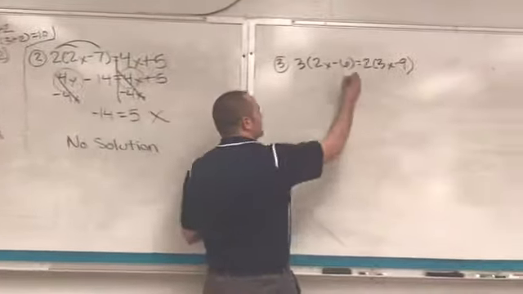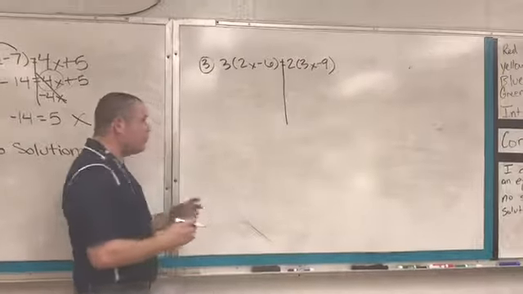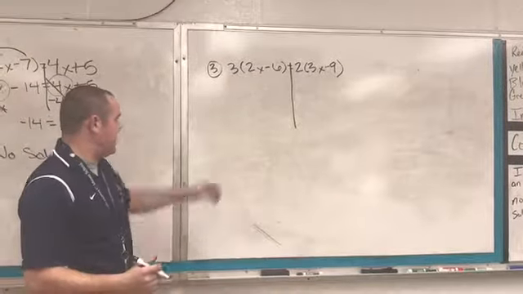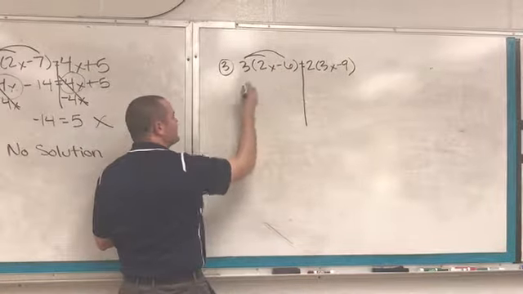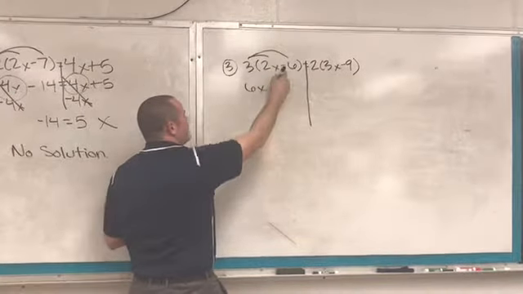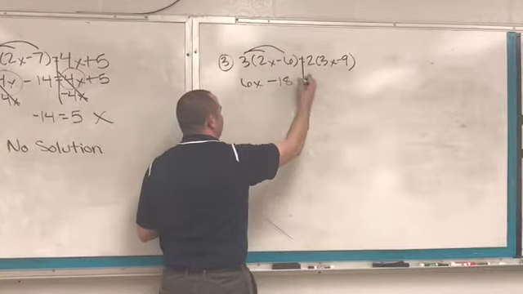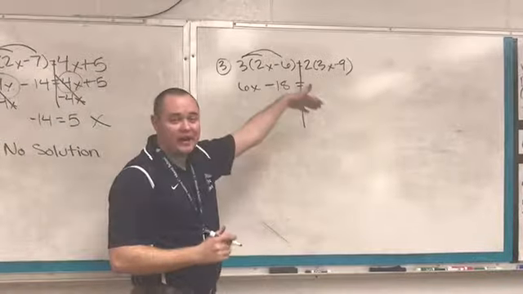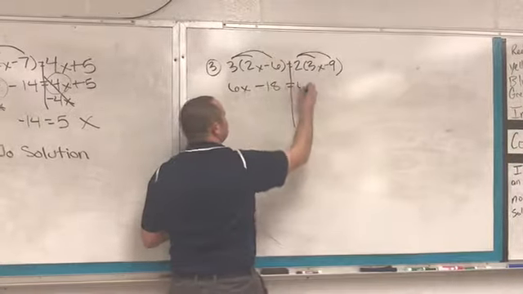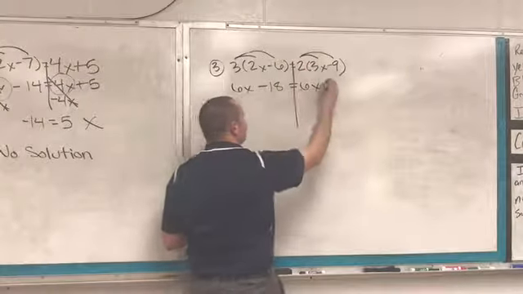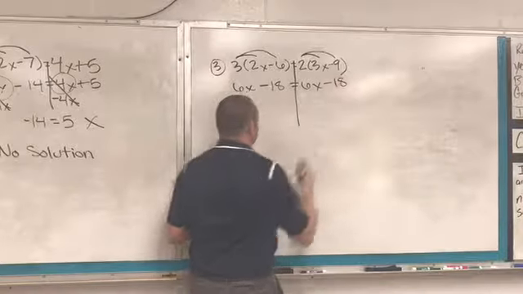Then there's also a special circumstance whenever we have the same thing on both sides. So again, we want to do the distributive property. So 3 times 2x is 6x, and 3 times negative 6 is a negative 18. Equals, on the right-hand side, we want to distribute again. So 2 times 3x is 6x, and 2 times negative 9 is negative 18.